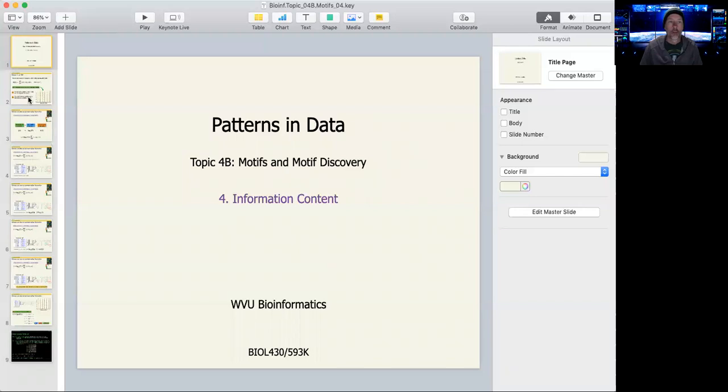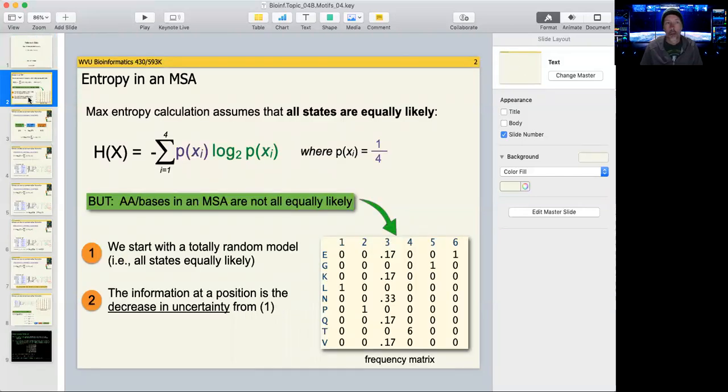So let's talk about information content. Start with a little review from the last lecture. We calculated the maximum entropy, assuming that all states in a system are equally likely. One of the more intuitive ways to consider this is as a roll of a die. If we roll a 4-sided die, for example, we have no ability to predict with any certainty what number is going to come up. And so we say all 4 of those states are equally likely.